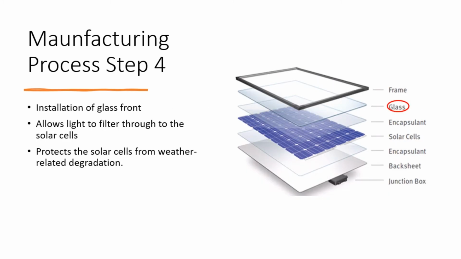Going over step 4 of the manufacturing process is the installation of the glass front. This allows light to filter through to the solar cells and protects the solar cells from weather-related degradation. Without the glass front, things like rain and strong wind would severely damage the solar cells.